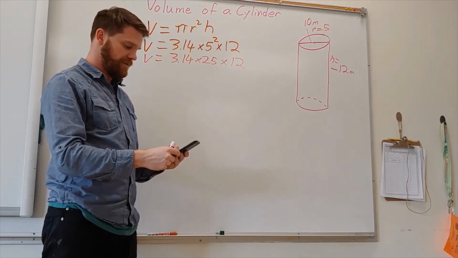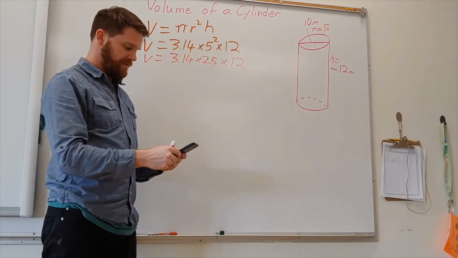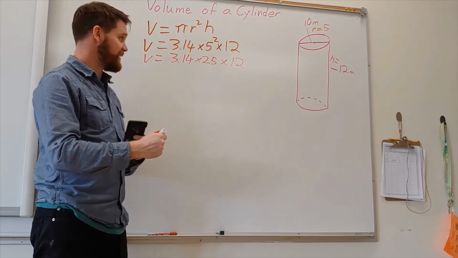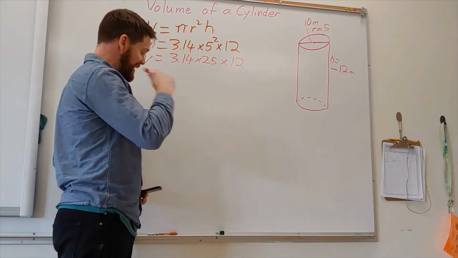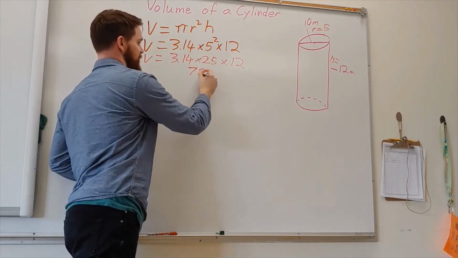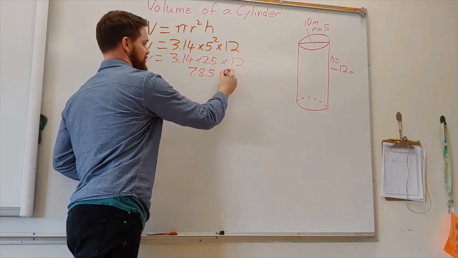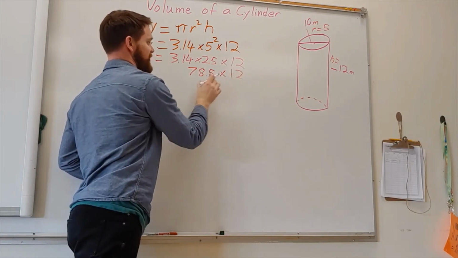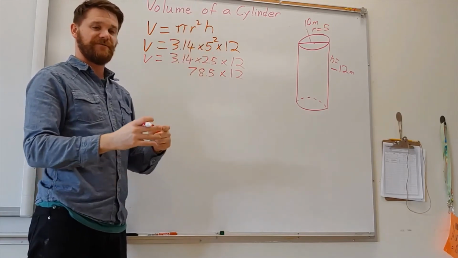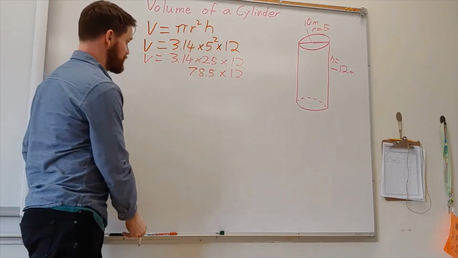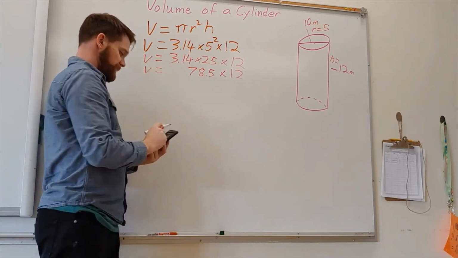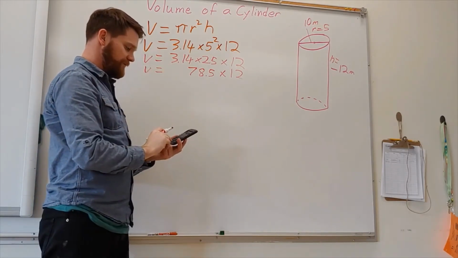3.14 times 25, we get 78.5. Then 78.5 times 12. So this is the area of the top. You can end there, but we want to know the volume. This fills it out into a 3D object. So times 12.